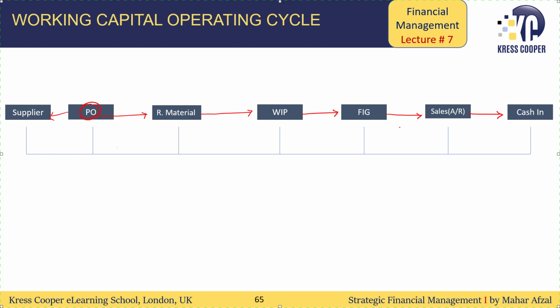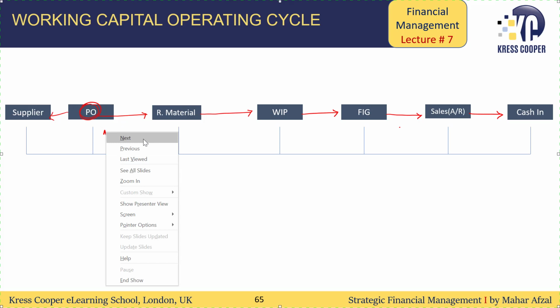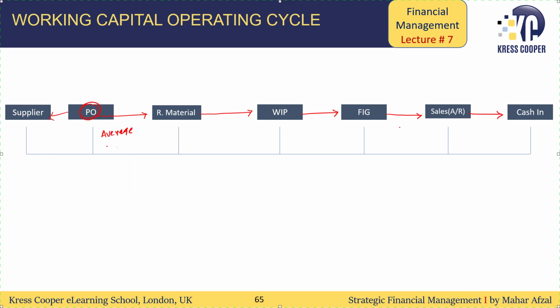The time when Mr. A will place an order, issue a PO, and receive the material from the supplier depends upon the average lead time. After receiving this raw material, when it is put into work in process, we can say this is the raw material holding time. How much time will work in process take to be converted into finished goods? We can say this is the work in process conversion time.